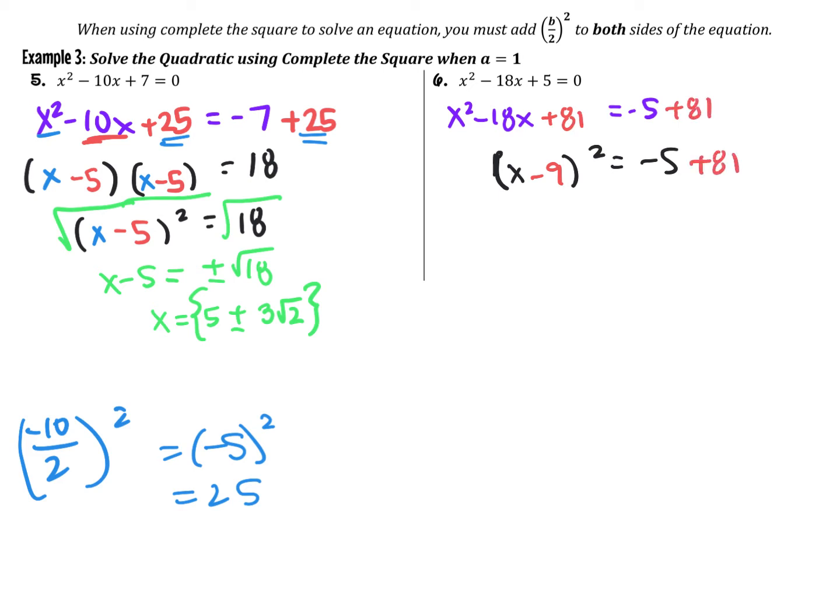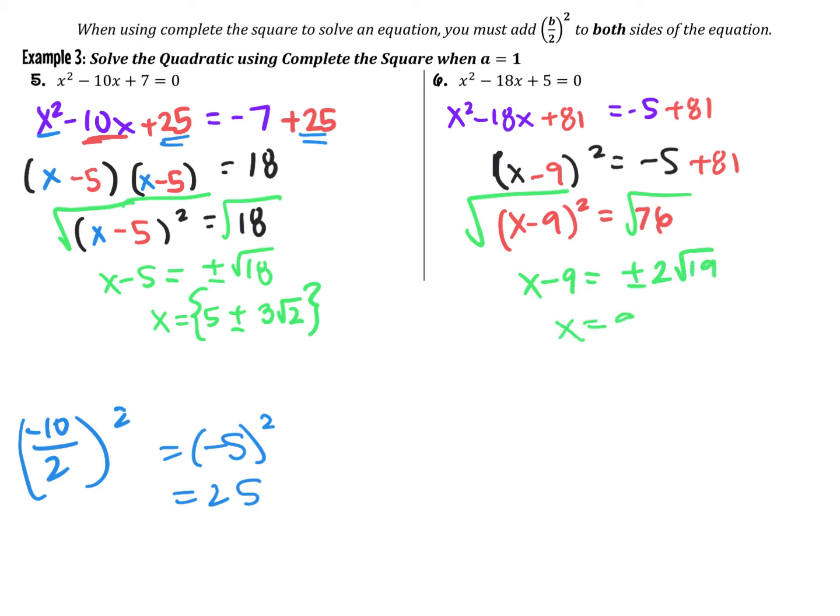Now, if we look back up, this is a perfect square trinomial. It does factor to be this. So it's nice that we can check what we're doing as we go. So this is going to give us x minus 9 quantity squared equals 76. We can square root both sides. So that's going to give us x minus 9 is plus or minus the square root of 76, which is 4 times 19, and the square root of 4 is 2, so 2 square root 19, and then I'm going to add 9 on both sides.